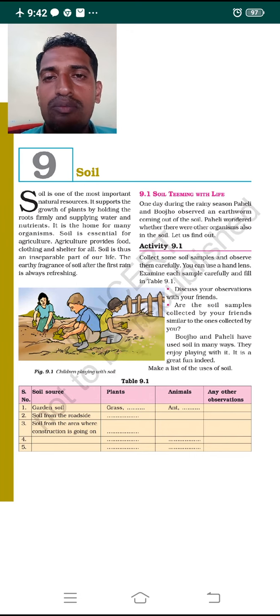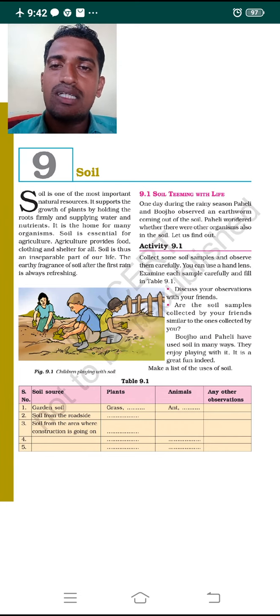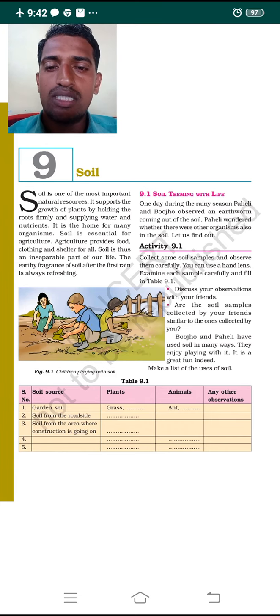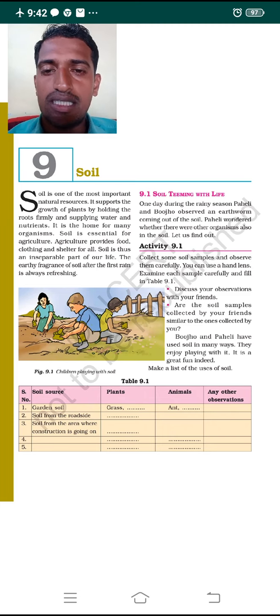It is also the home for many organisms. Soil is a home for many smaller microorganisms and even some insects, they stay in the soil. That's why it is a home for many organisms.